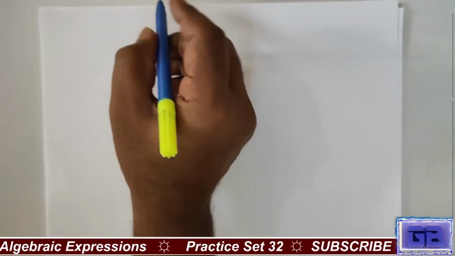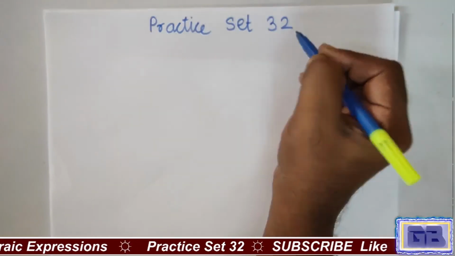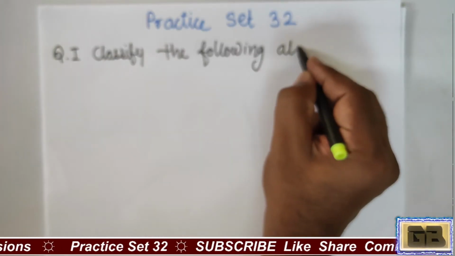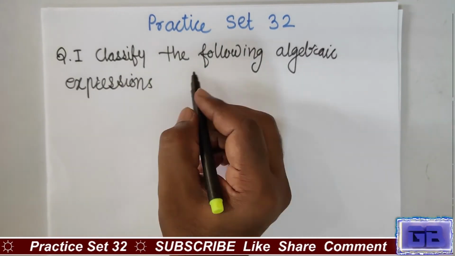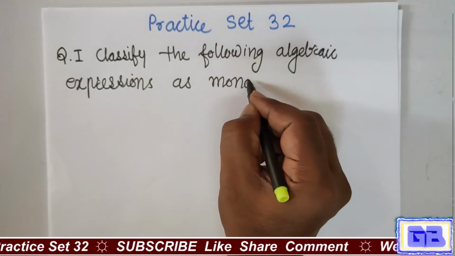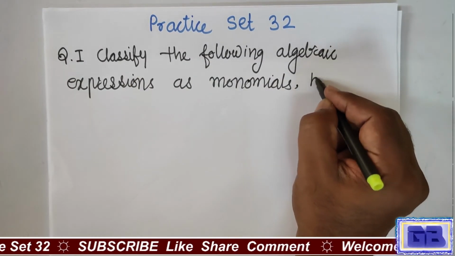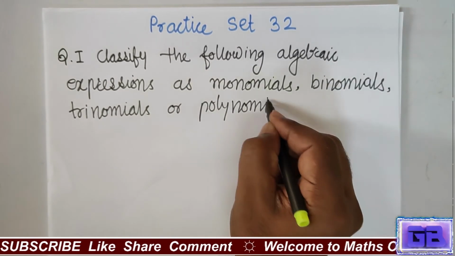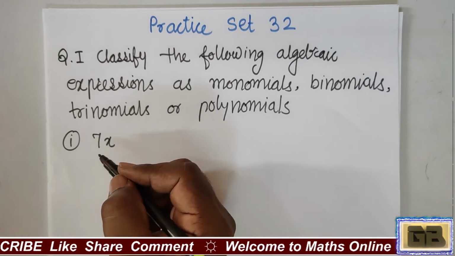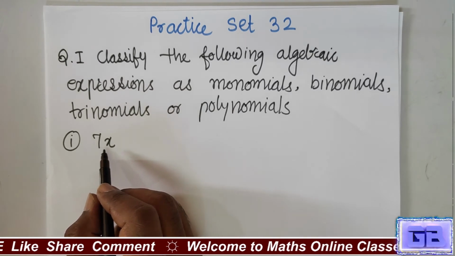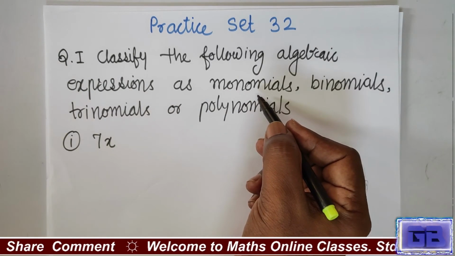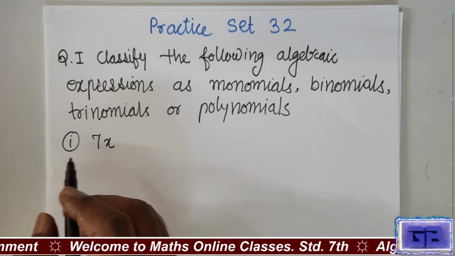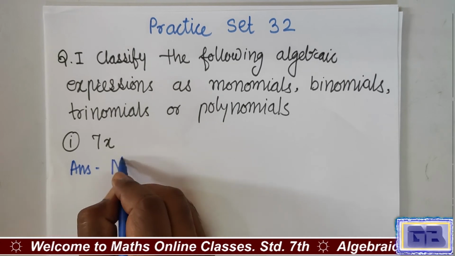Let us solve practice set 32. Question number 1. Classify the following algebraic expressions as monomials, binomials, trinomials or polynomials. First example, 7x. As we have learned, an algebraic expression with a single term is called a monomial. Therefore 7x comes in the category of monomials. So write down the answer, monomial.